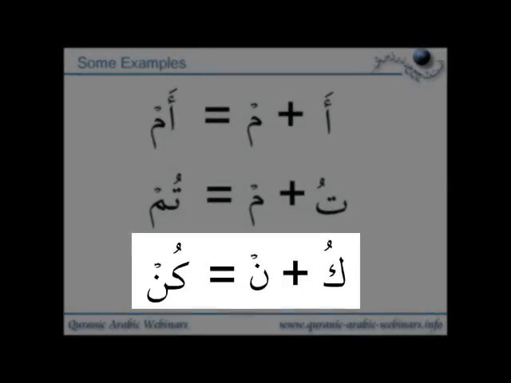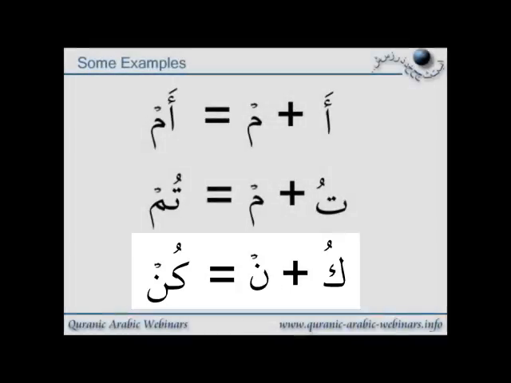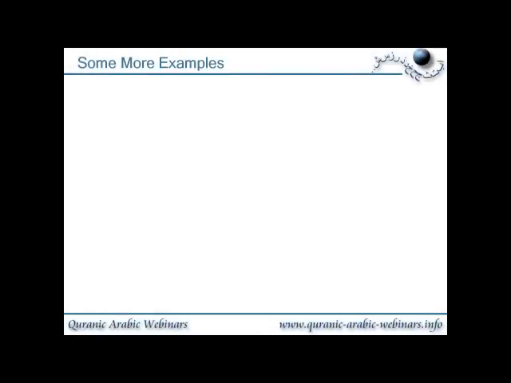We have here kaf with dhamma, with the noon, with the sukoon on it. So the sound given is kun, i.e. we have ku and then the n of the noon giving the sound of kun. More examples.